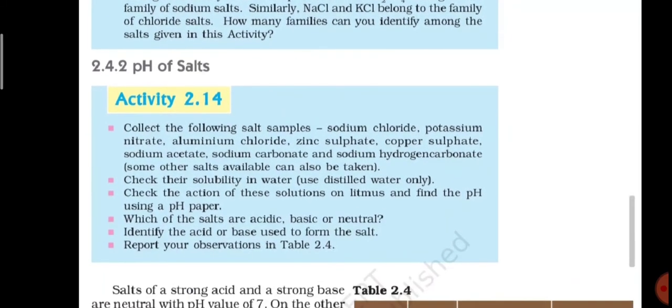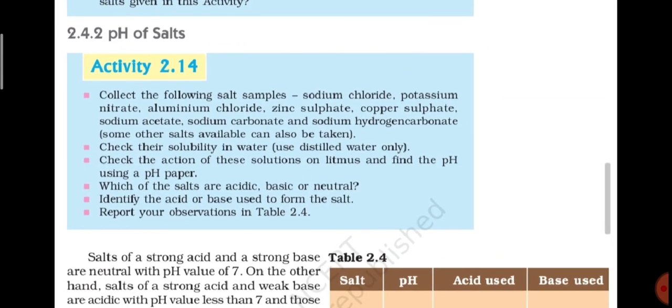So this is about activity 2.13. Then our next activity is 2.14, which is about pH of salts.